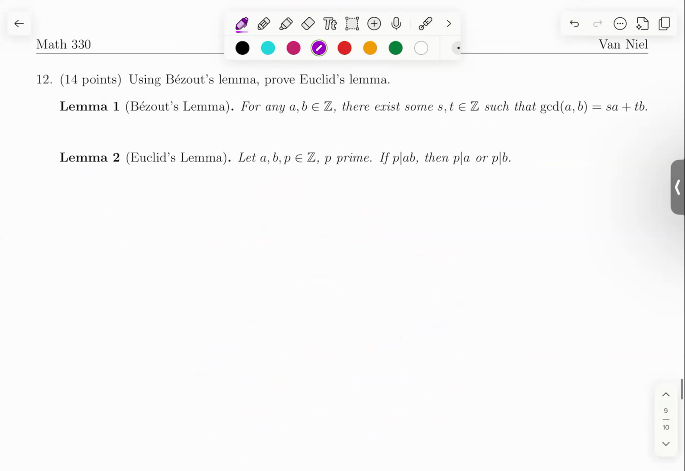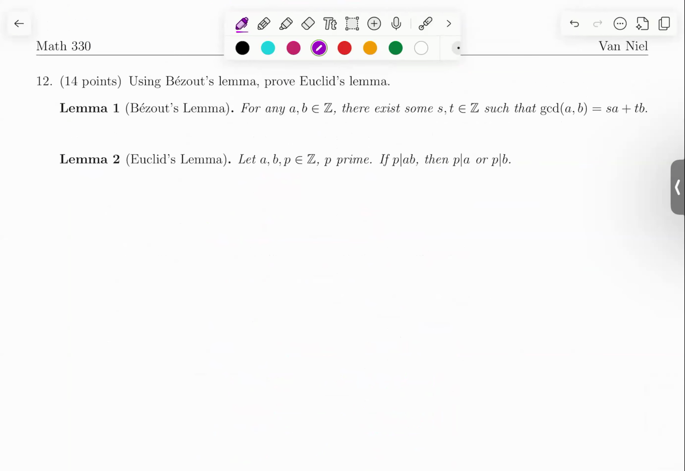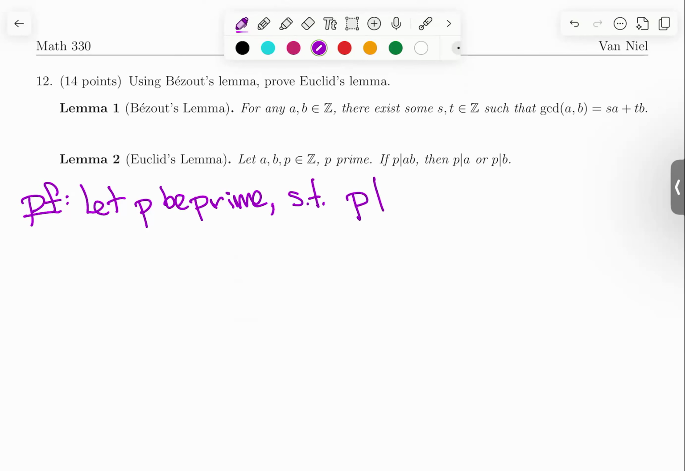Last but certainly not least is Euclid's lemma. Sorry, I almost said algorithm again. So this one, I always like to start with: let P be prime. If you're prime, you must be an integer, so that's fine. Such that P divides A times B for some A and B in the integers. Maybe it's probably better English to say for some A and B in the integers.